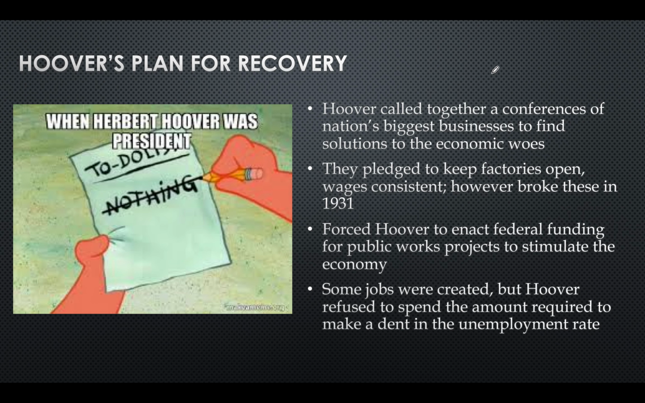All right. So this forced Hoover to actually use federal funding for public works projects to stimulate the economy. Public works are like constructing bridges or repairing roads. At this time, it's probably making roads because the Model T blew up in the 1920s. Everyone had one, so now we actually have to have concrete roads. So he's trying to create jobs to help stimulate the economy, but Hoover refused to spend the amount required to make a dent in the unemployment rate. So he didn't go far enough in his public works projects to stimulate the economy.